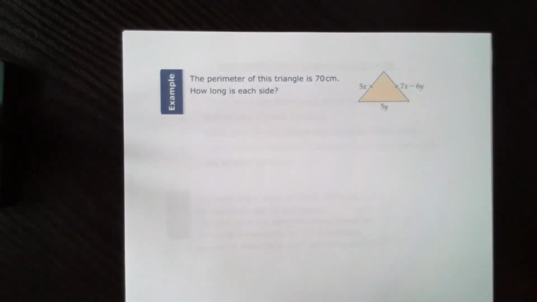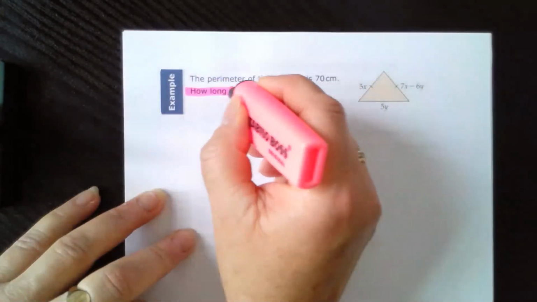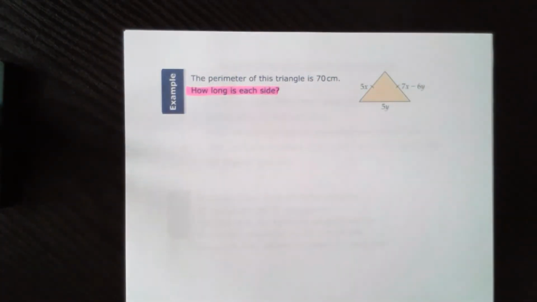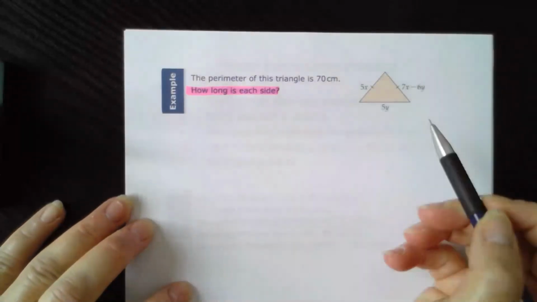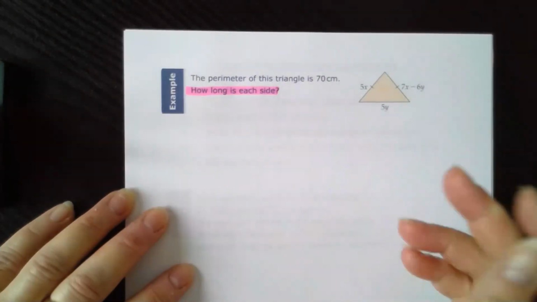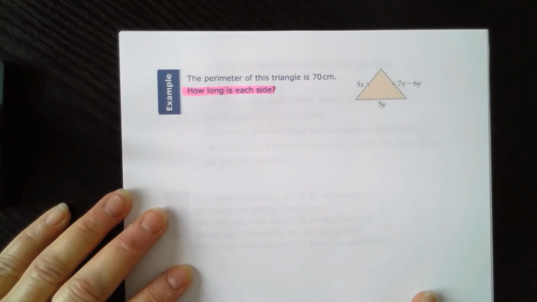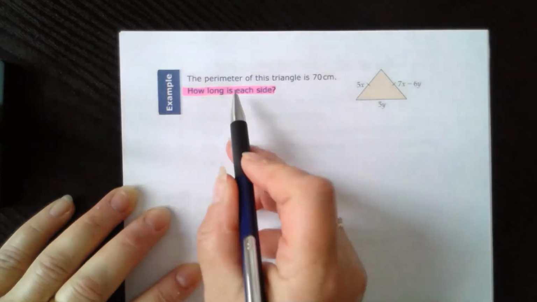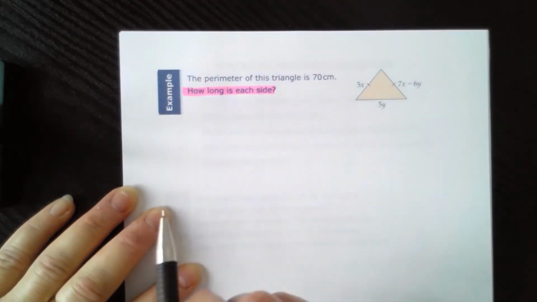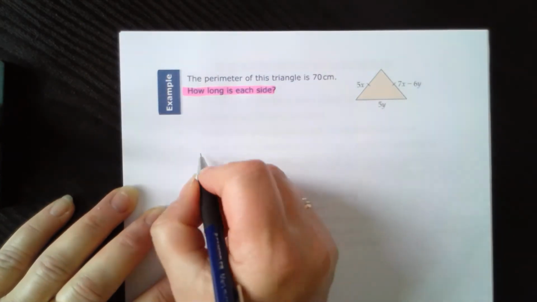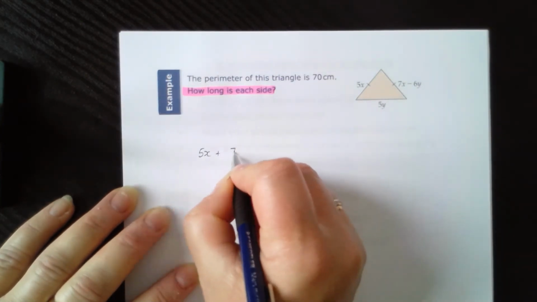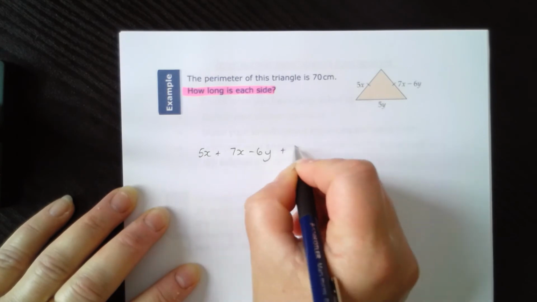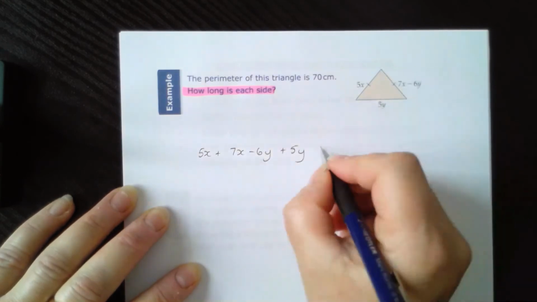So that is what we've got to work out. But there's nothing specific. It's not like the magazine and the newspapers question, because all the sides are a mix of either x or y or both. So we're going to use the properties of the triangle that we're looking at. We know, according to the top line, that the perimeter is 70. So the perimeter, 5x plus 7x minus 6y plus 5y, that's all three sides added together, is equal to 70.